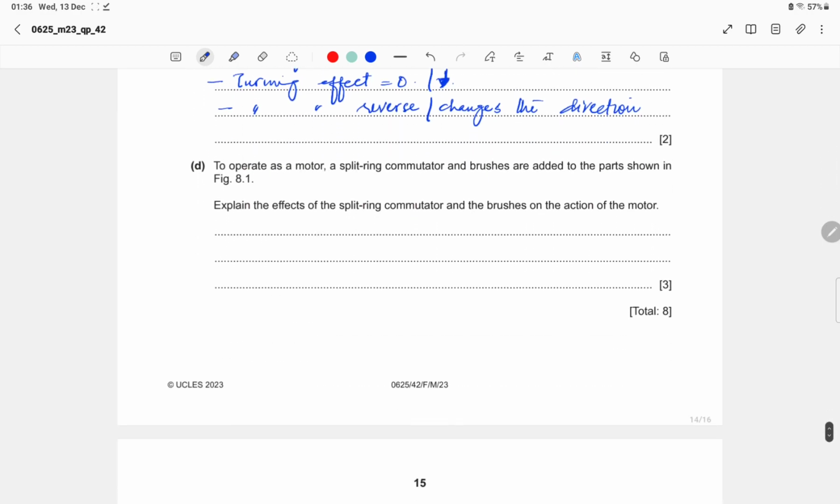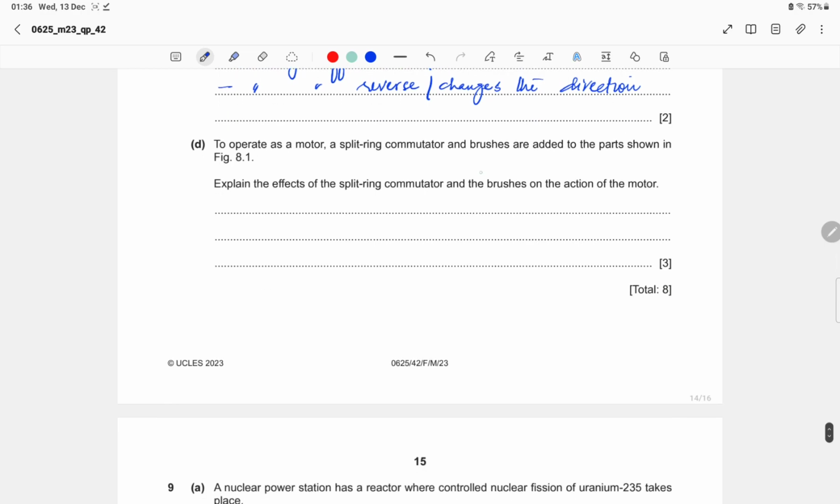Okay, to operate as a motor, a split-ring commutator and brushes are added to the part as shown. Explain the effect of the split-ring commutator and the brushes on the action of the motor. First thing is, to operate a motor, the commutator is added as shown in figure 8.1. Okay, it reverses the current.